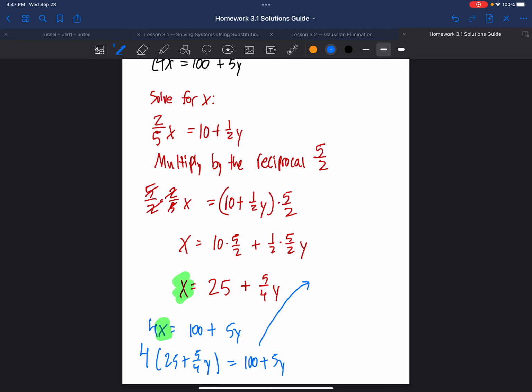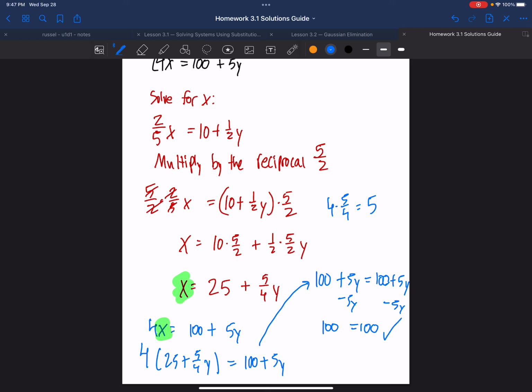Let's just move this up here. 4 times 25 is 100. And 4 times 5/4 is 5. So this is plus 5y equals 100 plus 5y. Okay. So what's happened here is you've got this statement. Now look, you could subtract 5y from both sides if you wanted. You say 100 equals 100. Yeah, that's true.